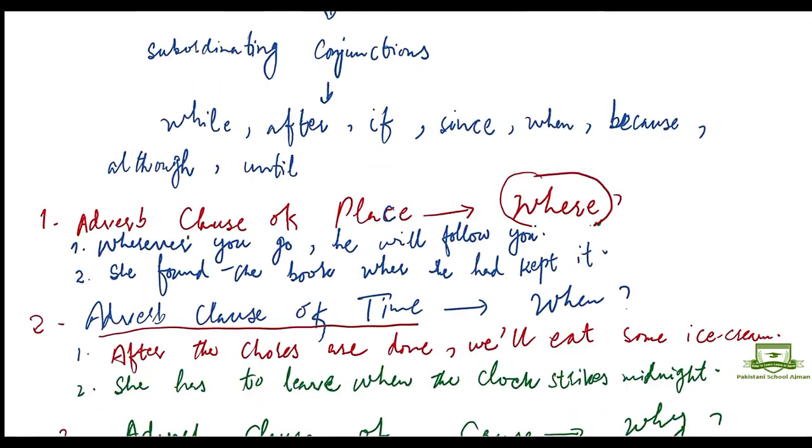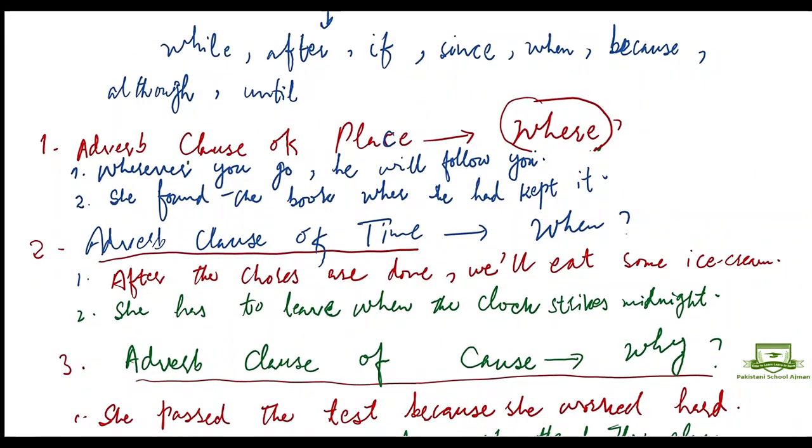The first one is the adverb clause of place, and it is very easy to identify because it answers the question where. If you look at this example, "Wherever you go, he will follow you." Where will he follow you? Wherever you go. It answers the question from the main clause. Wherever you go is an adverb clause of place, and here, if you see, it is separated with a comma.